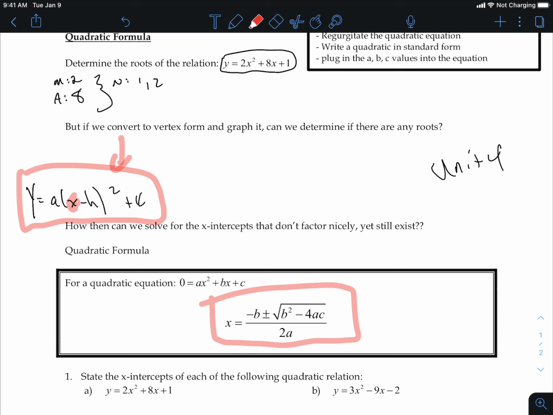Now you might be sitting there thinking, well, that's fine, I'll just use this on the test tomorrow. You will see it's very annoying. If you can't factor, yes, I want you to use this.